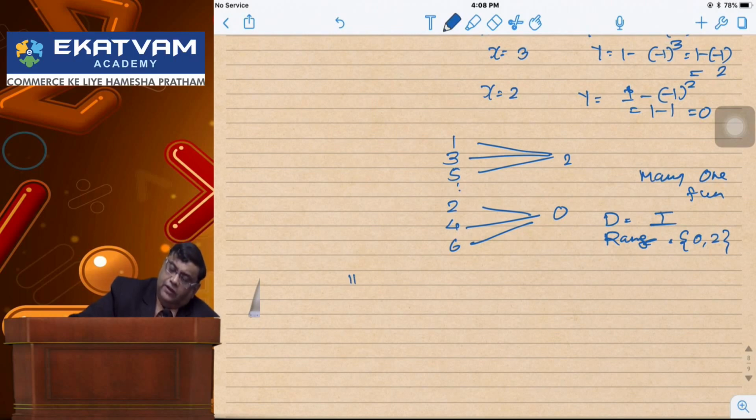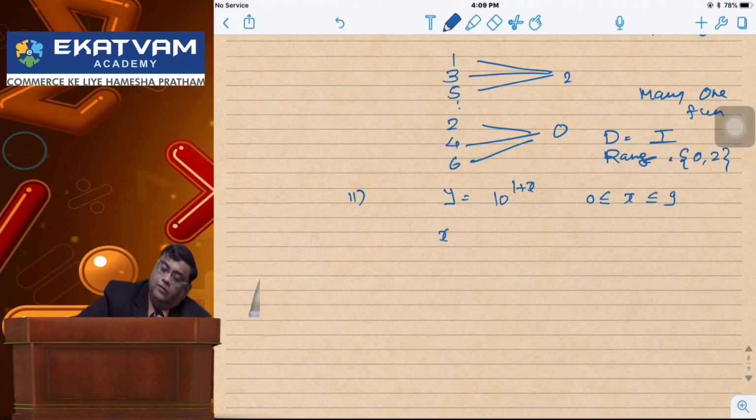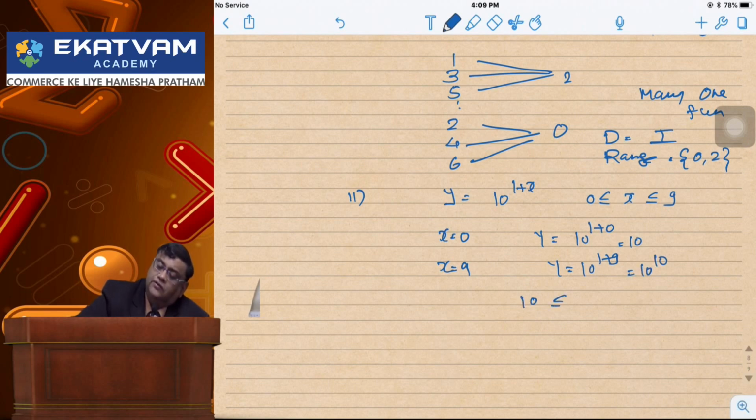I write an example in which if I write y equal to 10 raised to 1 plus x, 0 less than or equal to x is less than or equal to 9. तो tell me y की रेंज क्या हो गई? जस्ट स्मॉलेस्ट वैल्यू सब्स्टिट्यूट करेंगे तो y will be equal to 10 raised to 1 plus 0 which is 10, और लार्जेस्ट वैल्यू सब्स्टिट्यूट करेंगे तो y equal to 10 raised to 1 plus 9 which is 10 raised to 10. तो 10 is less than or equal to y is less than or equal to 10 raised to 10.